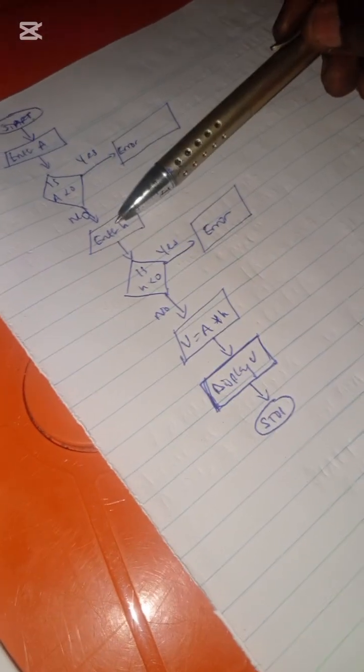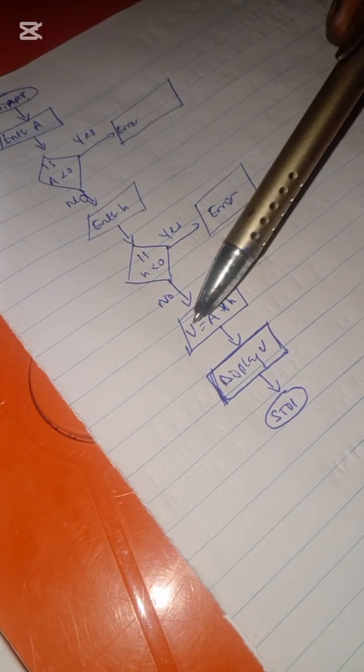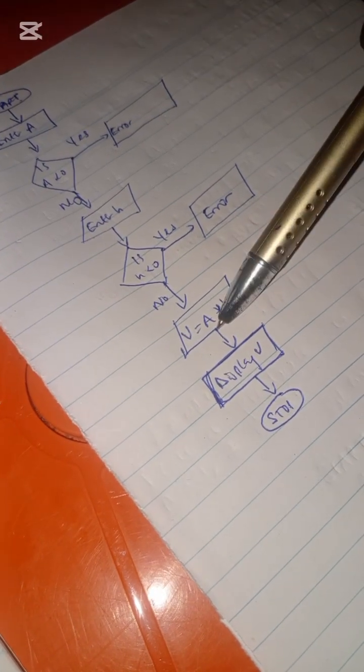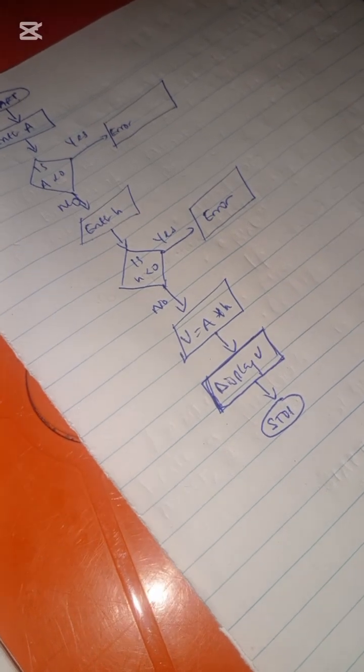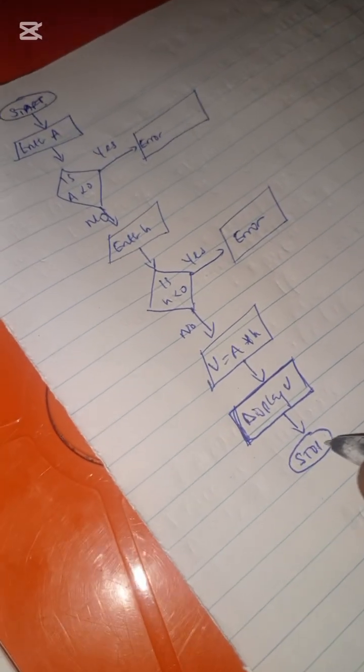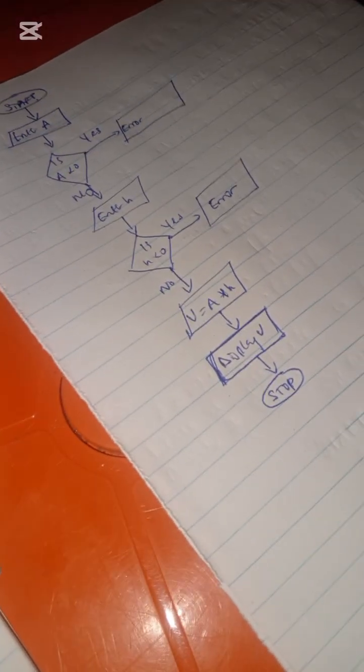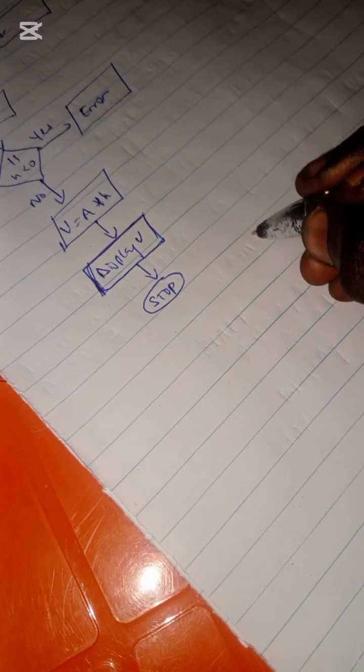If it's not less than 0, you enter H. Then you are still checking, is H less than 0? Yes. Error. No. Then you now calculate the formula. V equals to A multiplied by H. Then you display V, then you stop. So now let's convert this to pseudocode. So we'll just be following each step in the flowchart. So the first step in the flowchart was, normally you have to start. So don't forget to start.